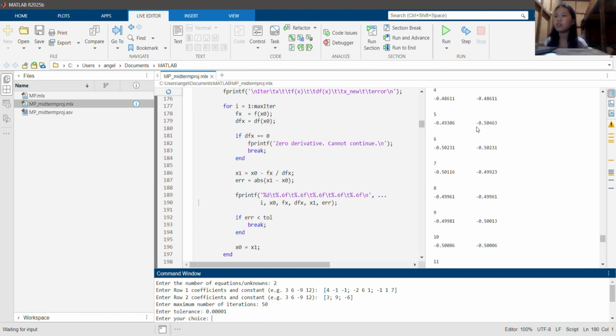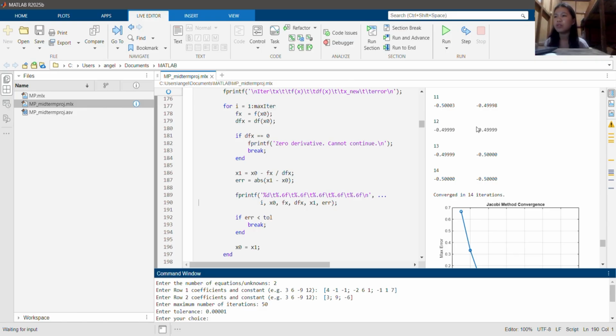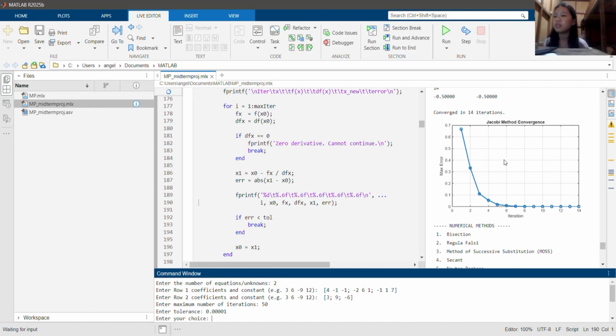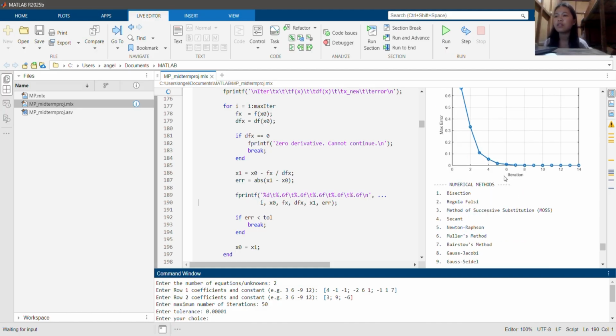So here is our iteration table, and as you can see, the iterations stop at number 14. The equation converges in the 14th iteration, and here is our graph for that.